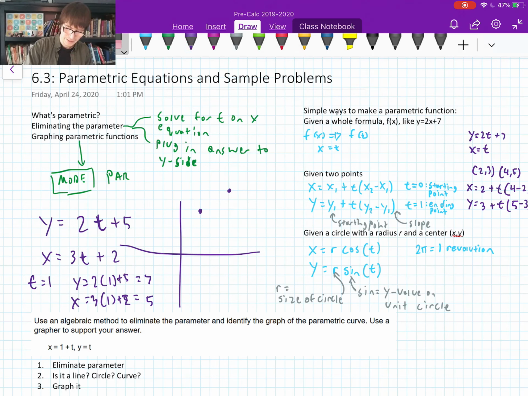And you can start to see that it'll move. Maybe it'll move in a line, maybe it'll move in a curve. We can kind of see as we plot more points. And so you can kind of see, as we plot more t, we can get more of a graph.